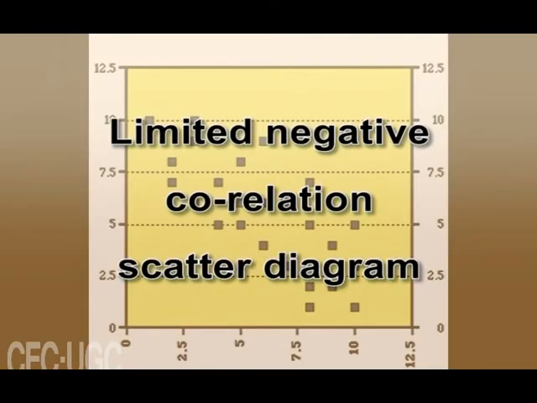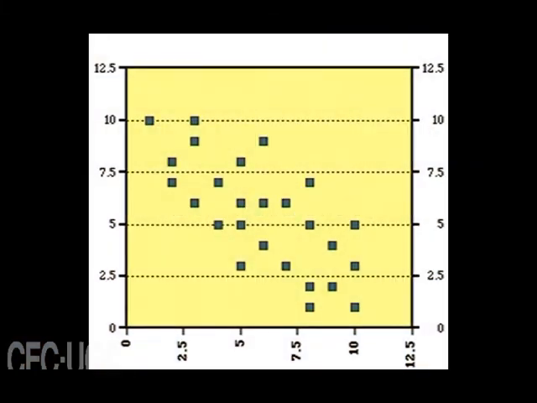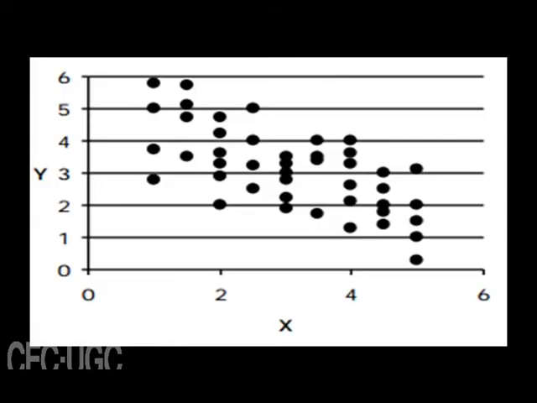So, the fourth one, limited negative correlation scatter diagram. The limited negative correlation scatter plot shows when an increase in one variable is always followed by a non-proportional decrease in the other dependent variable. It is called a limited negative correlation scatter diagram. So, on the screen, the limited negative correlation scatter diagram is coming.